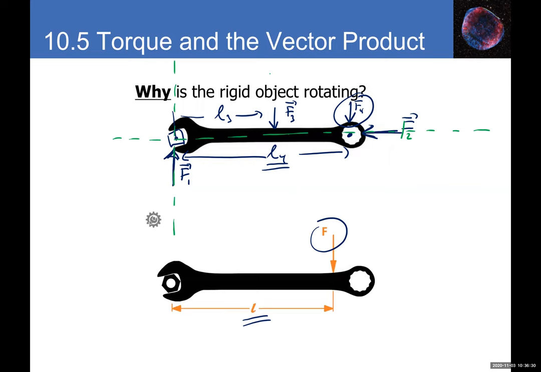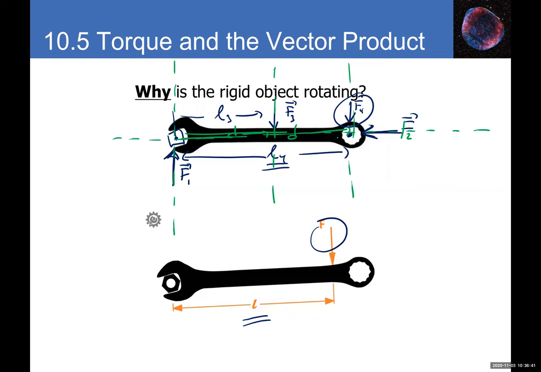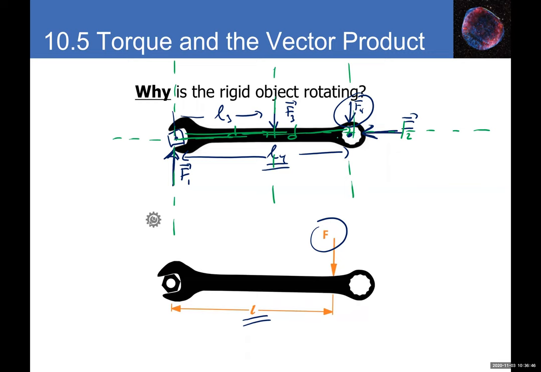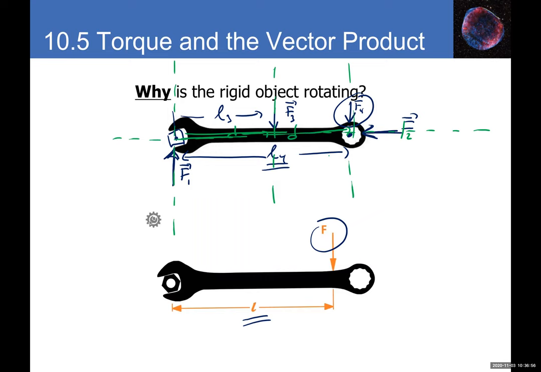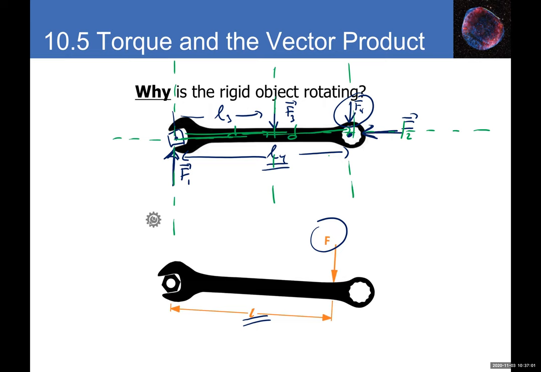So those two vectors, F1 and F2, have lines of action that go through the axis of rotation, and any force whose line of action goes through the axis of rotation does not exert torque. So the easiest way to remember this, when you're given a rigid object with multiple forces acting on it, and you want to know which one actually gives you torque, is to draw the line of action and see if it goes through the axis of rotation or not.